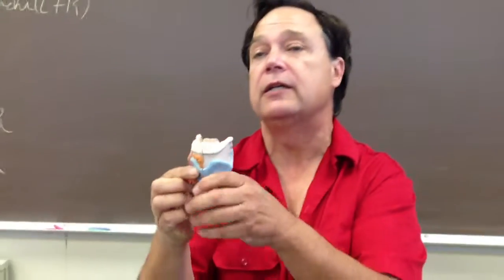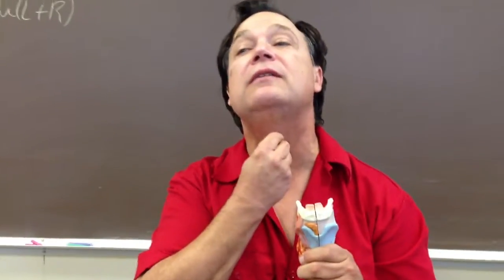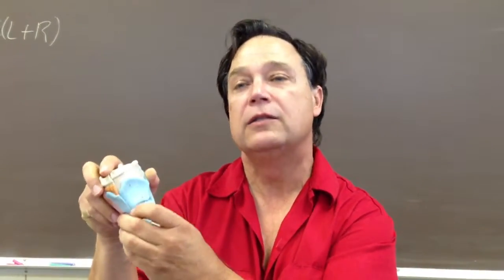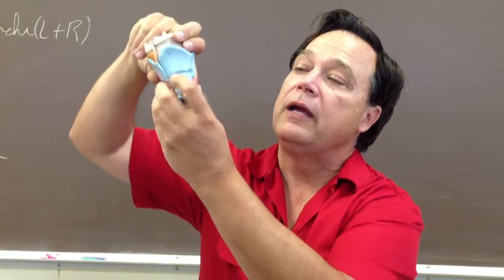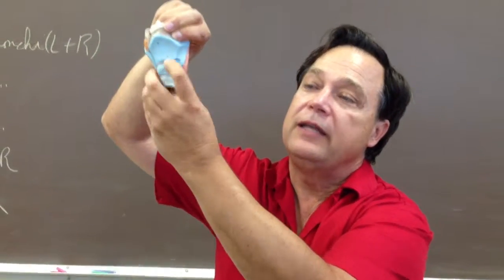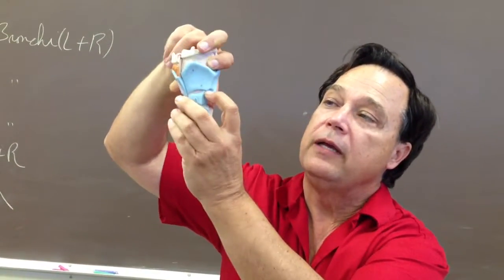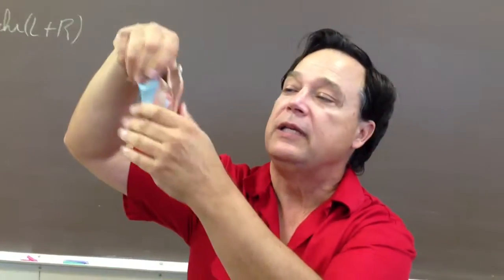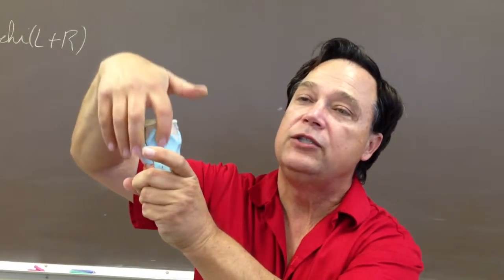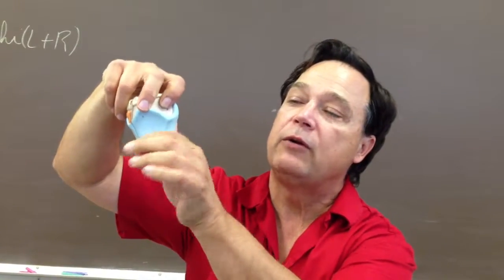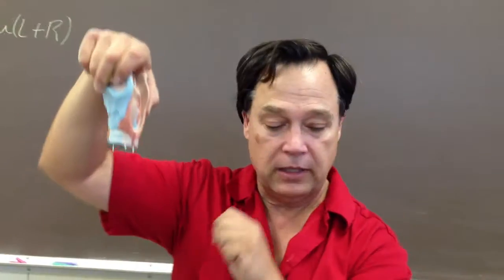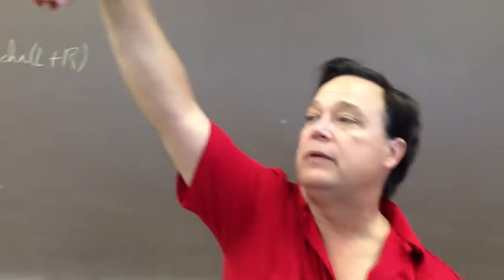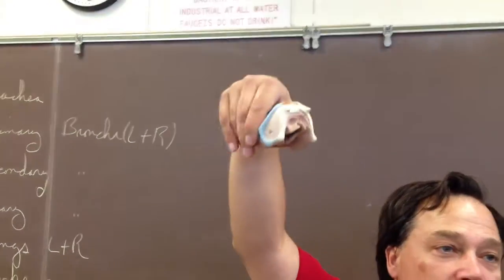This cartilage right here is the thyroid cartilage. It's hyaline cartilage. This is the little anterior portion of the cricoid. You can't see it here, but the cricoid wraps around the back. So pretty much the anterior cartilage is the thyroid, a little bit of the cricoid here, but it's mostly posterior.